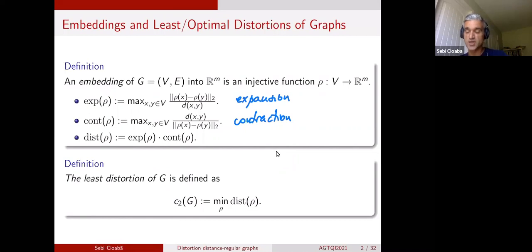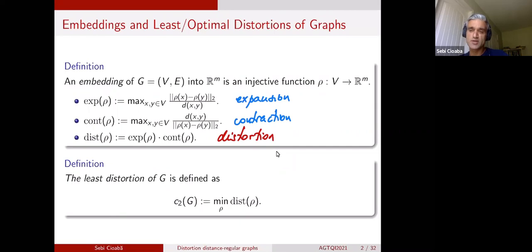This m could be anything. Could be the line, could be the plane, could be anything. Now you have this embedding, which is an injective function from the vertex set of the graph into Rm, and you have these two quantities, expansion of rho and contraction of rho. And you can define the distortion of rho. This is a parameter associated with this function rho and the graph G, and it is just the product of the expansion and the contraction of rho. So it's a measure of how well you can embed this graph into this space.